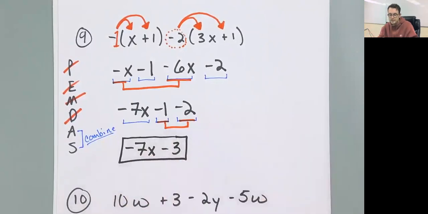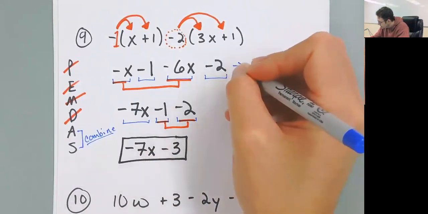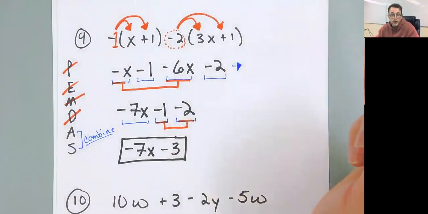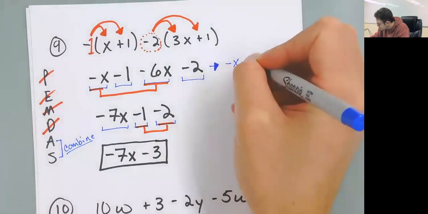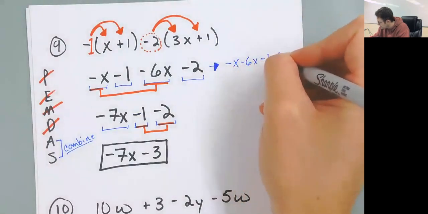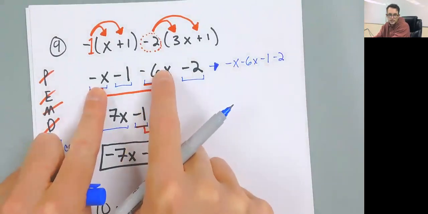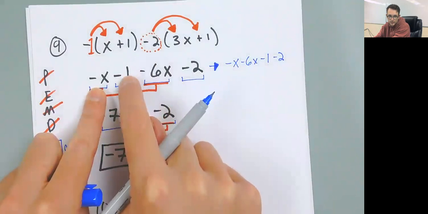Now I want to make a side note real quick, and I'll make it over here, is another way that you can solve this, if you want to, is you can rearrange it. You don't have to. The way I just showed works totally fine. But if this helps you, you can rearrange it to where you have -x minus 6x minus 1 minus 2. You see how I moved the -6x next to the -x? I just moved it over. You're allowed to do that. All right, I didn't change it.